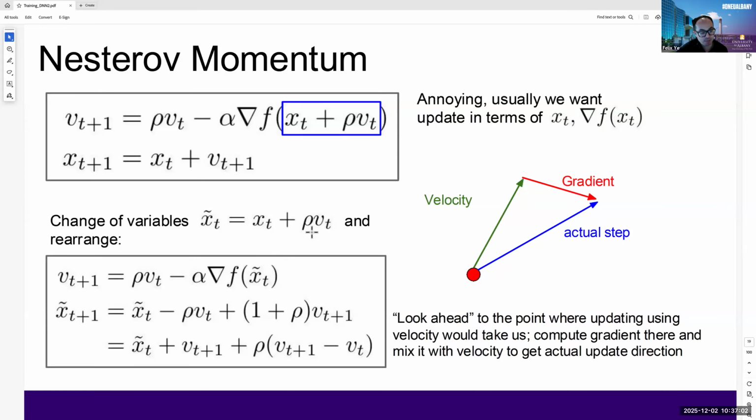And right here, if we subtract rho vt, this term becomes xt. We know we're going to add vt plus 1, and also we need to add the rho vt plus 1 to ensure we get x2. So basically we subtract rho vt and add rho vt plus 1 to ensure our definition is correct. As a result, we're getting these formulations here, right?